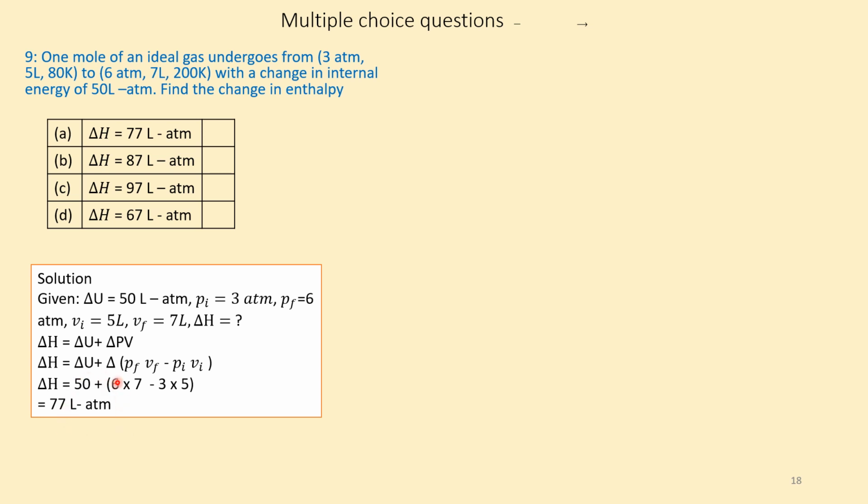Therefore, delta H is equal to delta U plus delta (PV), that is PF VF minus PI VI. Delta U is equal to 50, so delta H is equal to 50 plus 6 into 7 minus 3 into 5. Substituting the values of PF, VF, PI and VI, we get the answer as 77 L-atm. This answer is given as option A.